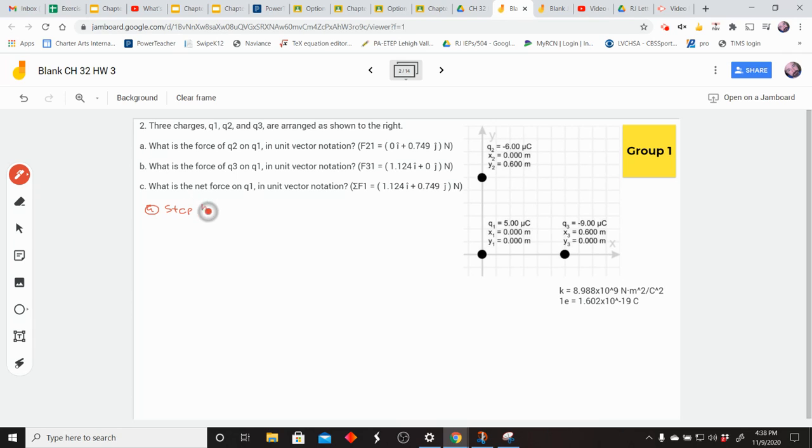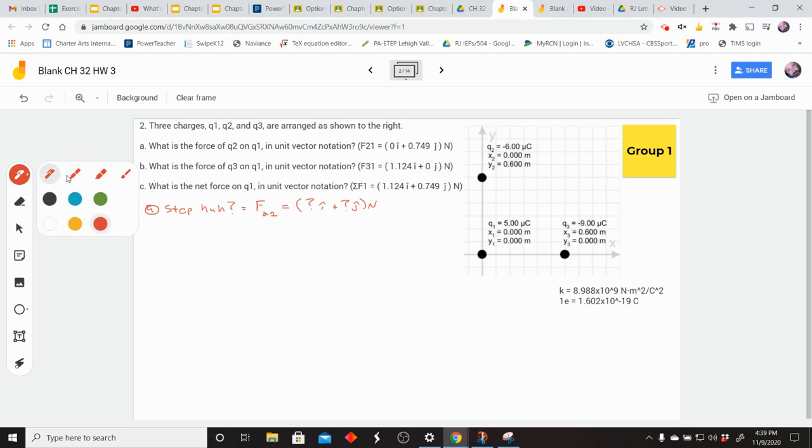What are we looking for? What units do we expect it to have? So step, we want F of 2 on 1. So I'm going to write it that way. F of 2 on 1. And it will be a force, so it's in newtons, but we want it in unit vector notation. So what that means is we want it to look like this. Question mark something i hat plus question mark something j hat in newtons. So that's what we're looking for.